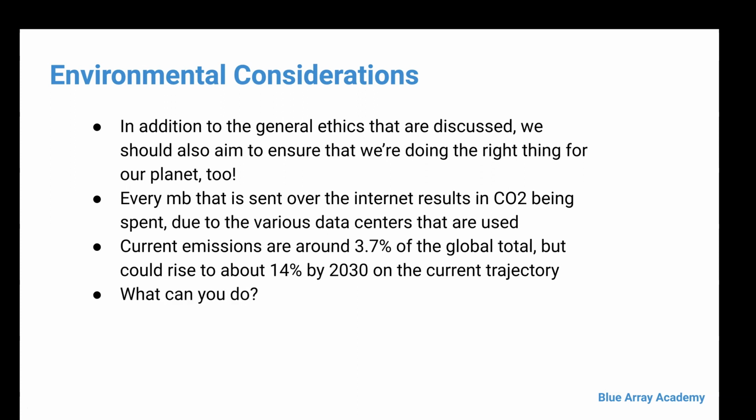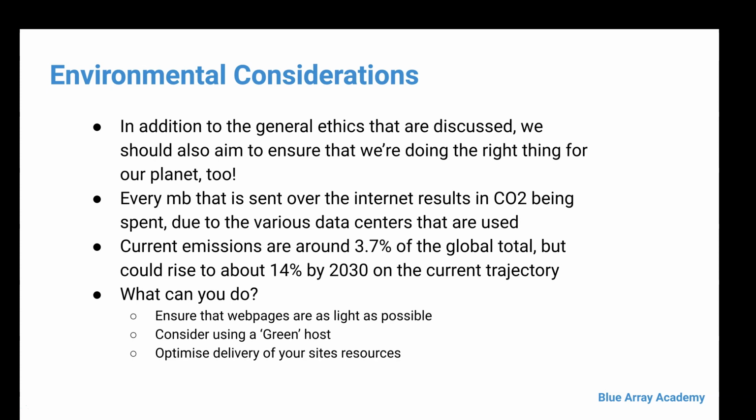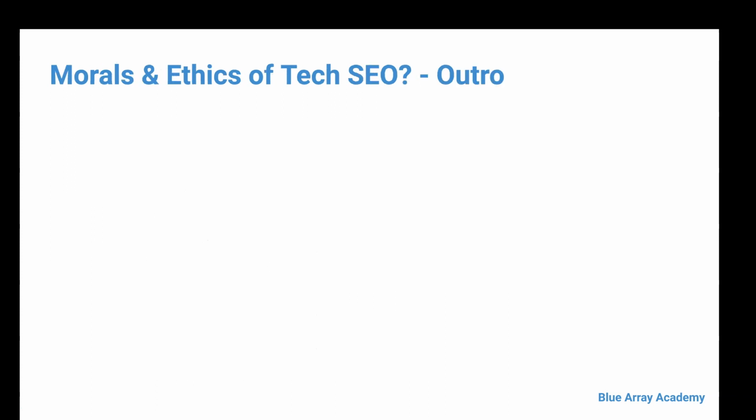So what can you actually do about this? You want to ensure that web pages are as light as possible. Consider using a green host. You also want to optimize delivery of your site's resources, and then you want to consider using a CDN for delivery. Using all of these steps is going to help make sure that your web pages are as light as possible and that they also result in less CO2 being spent to serve your content to users.